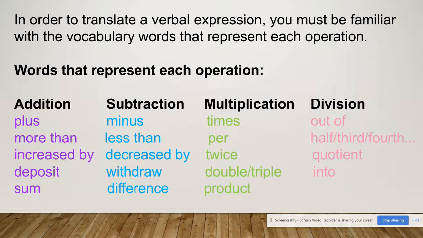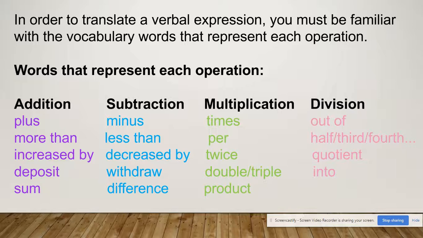For multiplication, we have times, per, twice, double, triple, and product. For example, per: say you work for $8 per hour. You would have to multiply 8 by the number of hours, so it's multiplication. Twice is when you're multiplying by 2. Double, again, multiplying by 2. Triple, multiplying by 3. So those also imply to multiply.